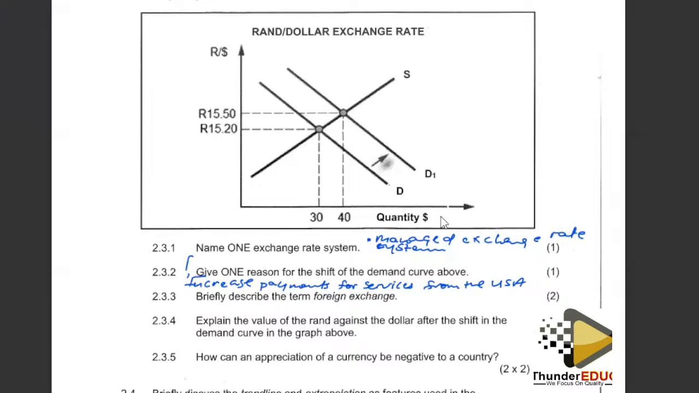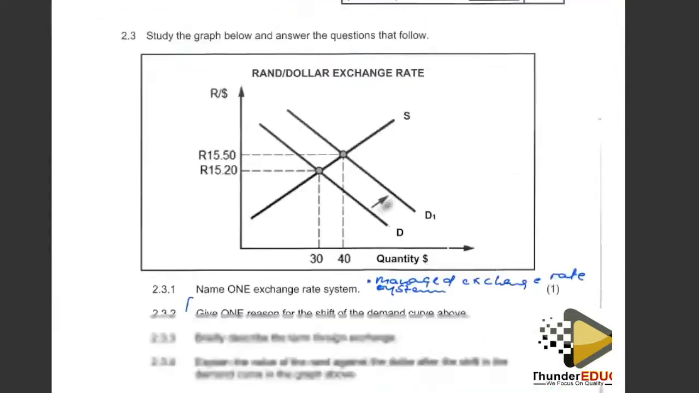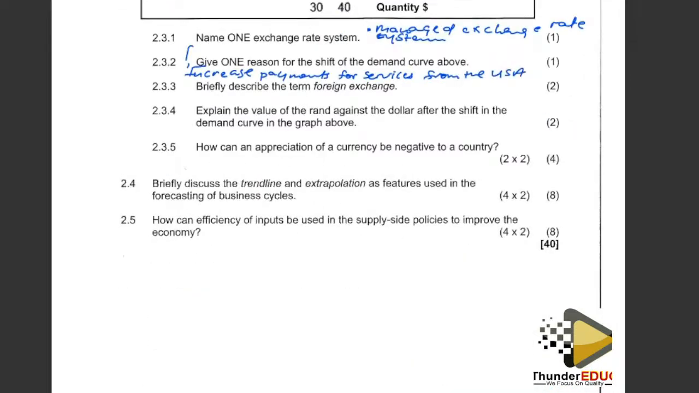2.3.3. Briefly describe the term foreign exchange. Foreign exchange is the conversion of one currency, or one country's currency, into another. So now we are saying that this is nothing but the conversion of one currency, of one country's currency, into another.